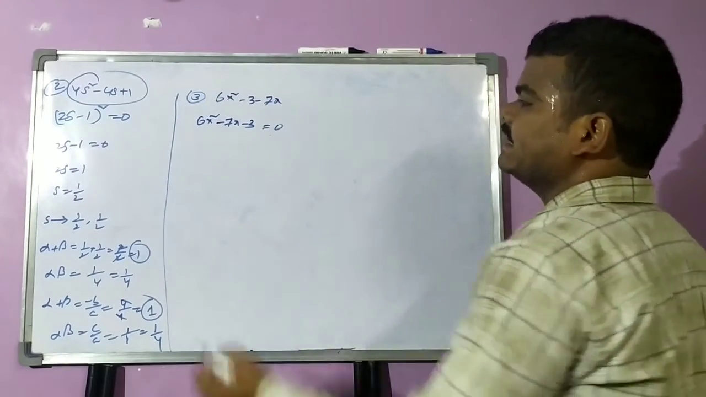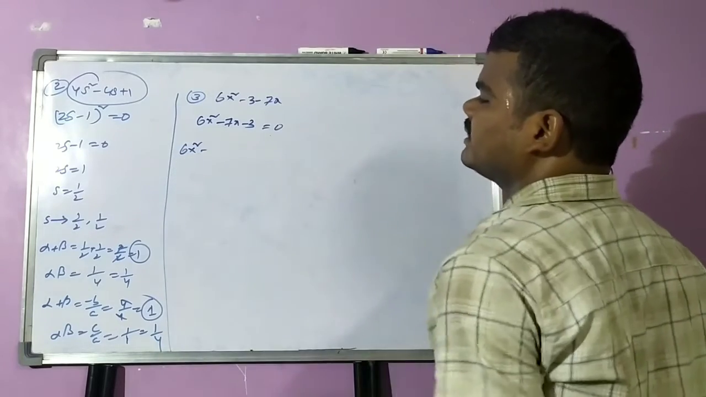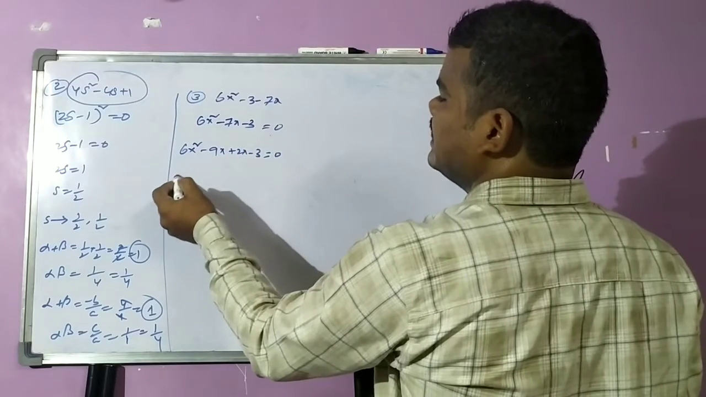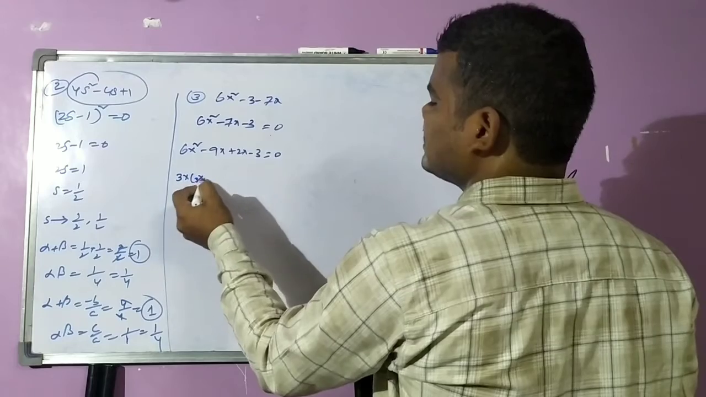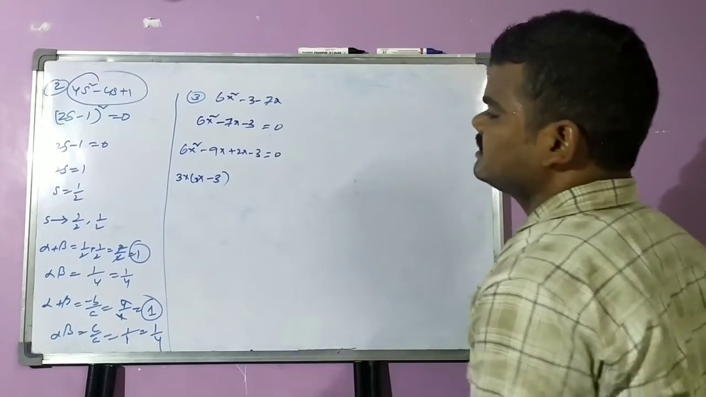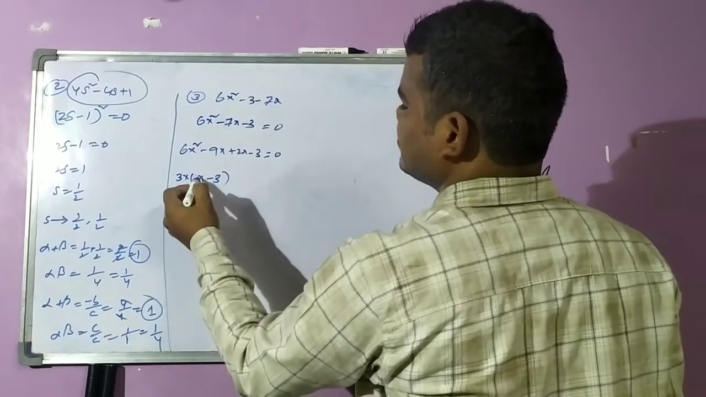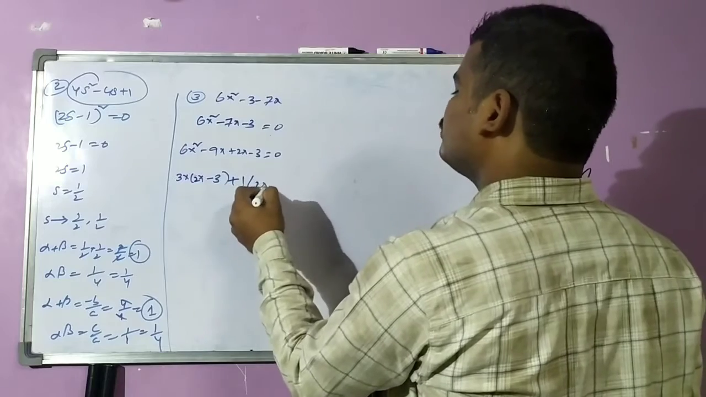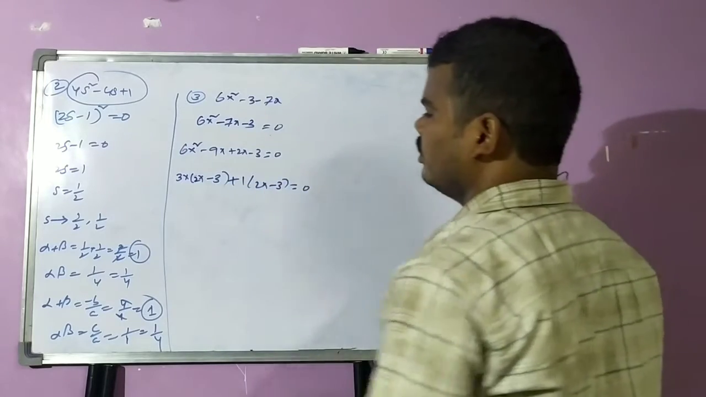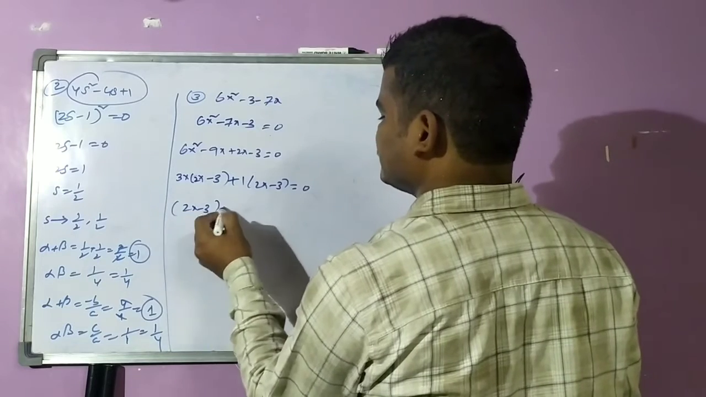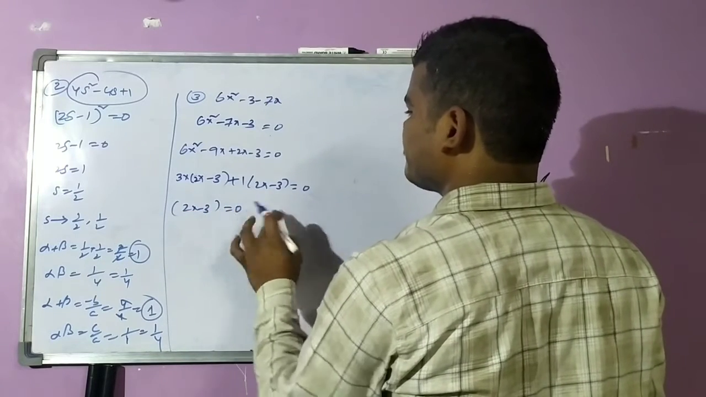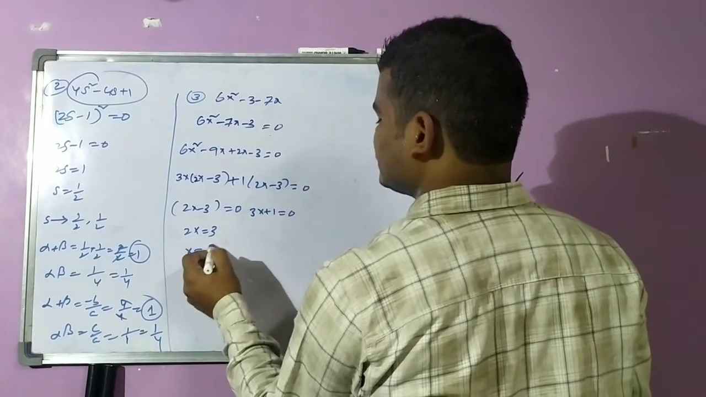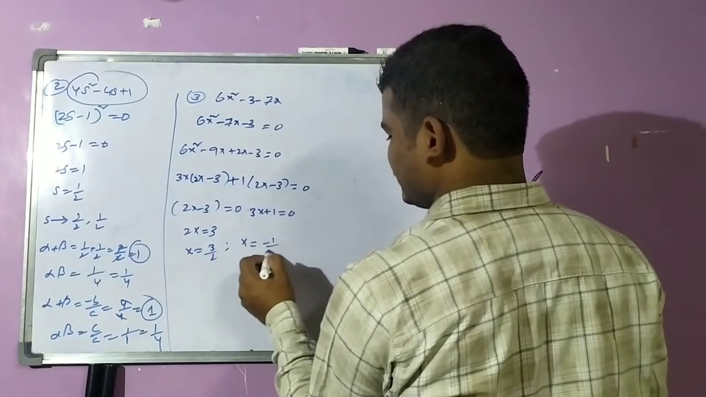6 3s are 18. Therefore, 6x square minus 7x minus 3 can be written as 6x square, 9 2s are 18, plus 9x plus 2x minus 3 is equal to 0. Here is 3x, take it as a common. 3x into 2x minus 3, plus 1 into 2x minus 3 is equal to 0. Now 2x minus 3 is equal to 0, 3x plus 1 is equal to 0. 2x is equal to 3, x is equal to 3 by 2. x is equal to minus 1 by 3.